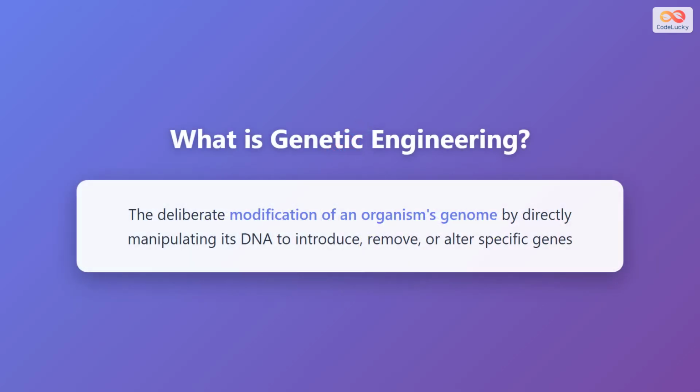Genetic engineering is the deliberate modification of an organism's genome by directly manipulating its DNA to introduce, remove, or alter specific genes. Think of it as precision editing of the instruction manual that controls how organisms develop and function. Unlike traditional breeding, which takes many generations, genetic engineering allows scientists to make targeted changes quickly and accurately. This gives us unprecedented control over the traits and characteristics of living organisms.